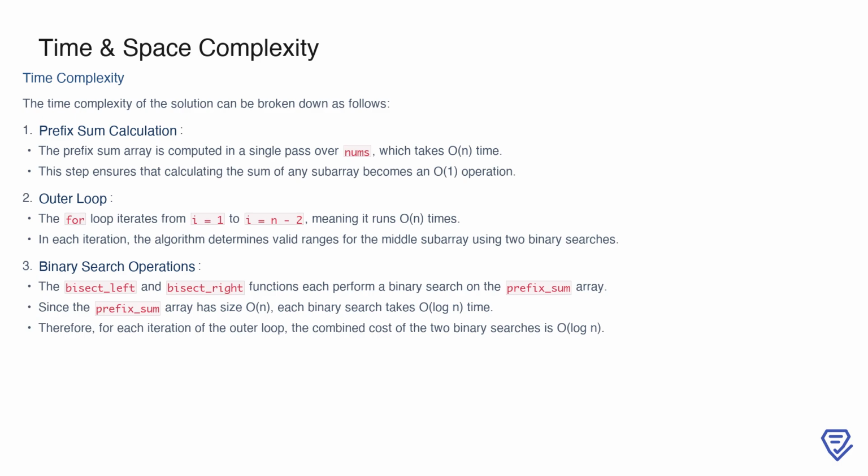Next, we have the outer loop, which runs from i equals 1 to i equals n minus 2. This means the loop iterates O(n) times. Within each iteration, the algorithm uses two binary searches to determine the valid ranges for the middle subarray. These binary searches are performed using the bisect_left and bisect_right functions on the prefix_sum array. Since the size of the prefix_sum array is n, each binary search takes O(log n) time. Therefore, for every iteration of the outer loop, the total cost of the two binary searches is O(log n).